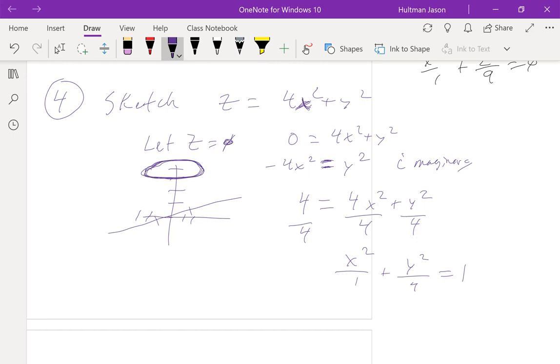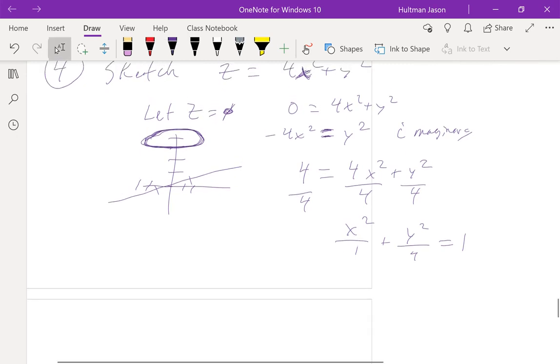Okay, what happens if we let x be 0? Again, this is still a trace. The trace doesn't have to be on the xy plane. It just has to be parallel to it. So this is our trace when z is equal to 4. This is our z equals 4 trace.